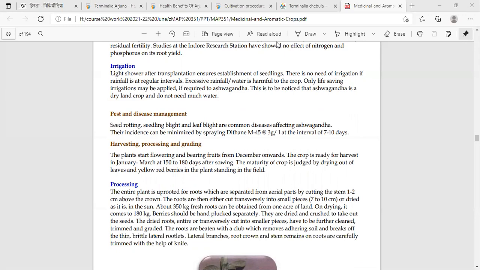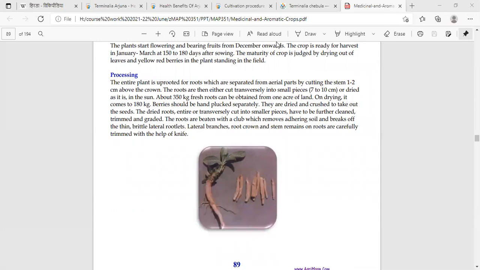After harvesting, processing takes place. The entire plant is uprooted, and the roots are separated from the aerial parts by cutting the stem 1 to 2 centimeters above the crown. The roots are then either cut transversely into small pieces of 7 to 10 centimeters, or dried as they are in the sun. The important plant part for processing is the root. The whole plant is uprooted, then the roots are cut into 7 to 10 centimeter pieces from the stem part and dried in the sun.